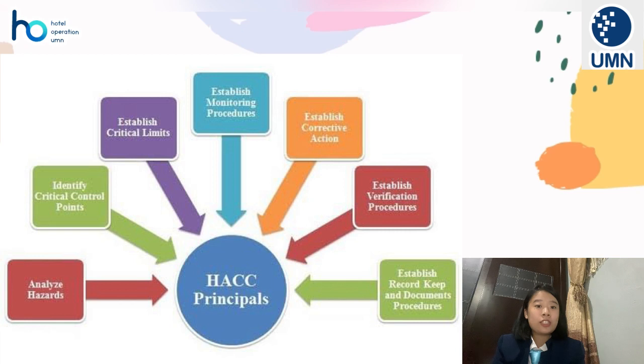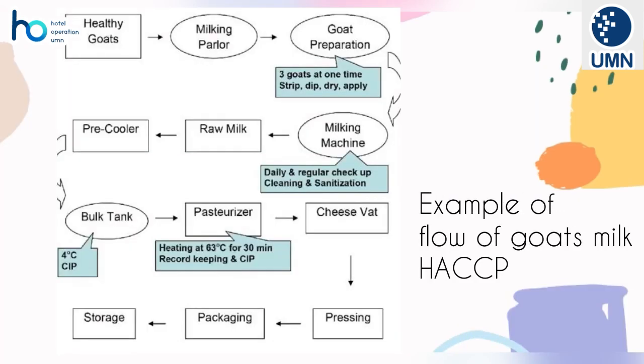And the last is to document all procedures and records related to the principles and their application. Some examples of the records and documents in the HACCP system are hazard analysis, CCP determination, critical limit setting, CCP monitoring activities, and related deviations and corrective actions. Example of a flow of goat's milk HACCP.